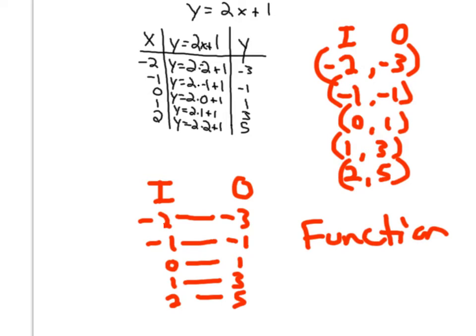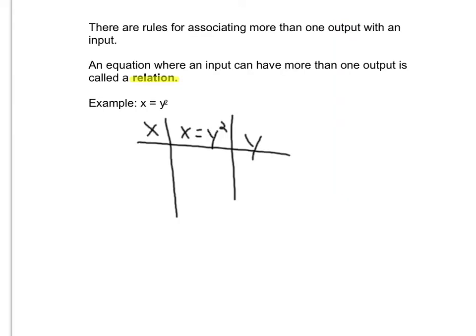Let's look at when this is not the case. There are rules for associating more than one output with an input, and that's called a relation. An equation where an input can have more than one output is called a relation. And here's an example of that. So let's input a number in for x. Let's say for x, we want to put in, I don't know, let's go with 1.